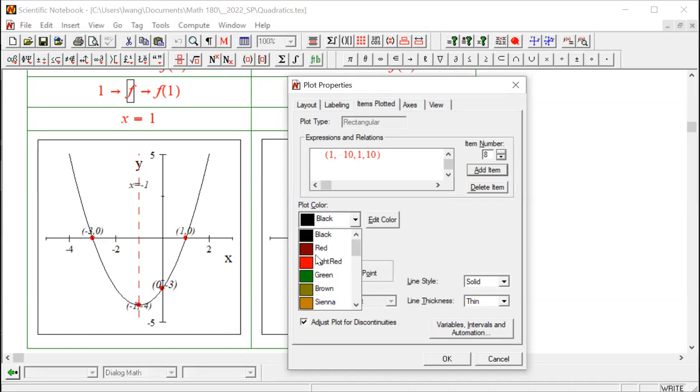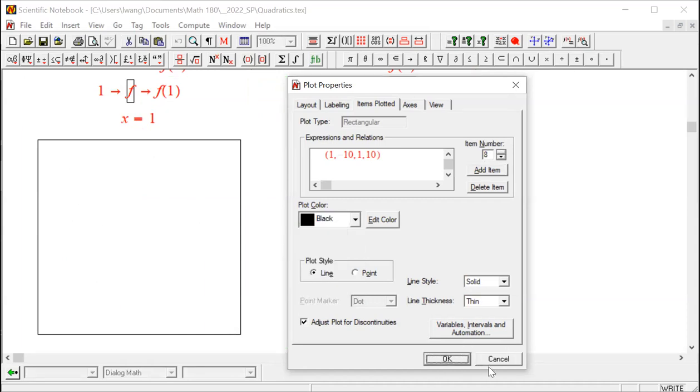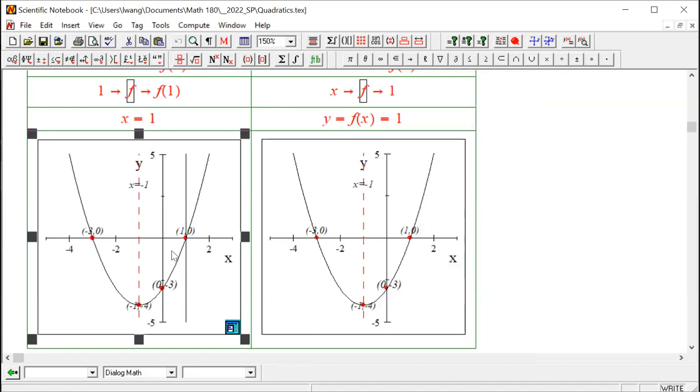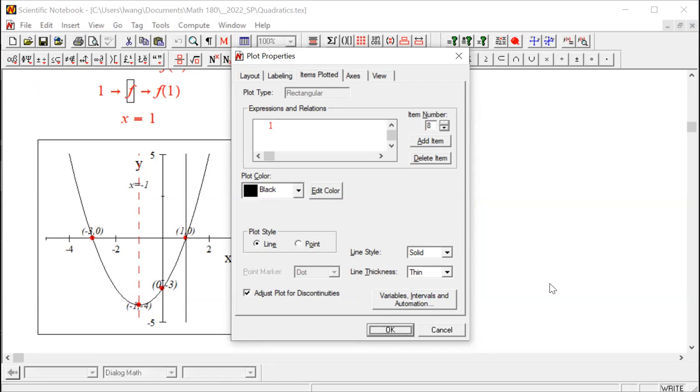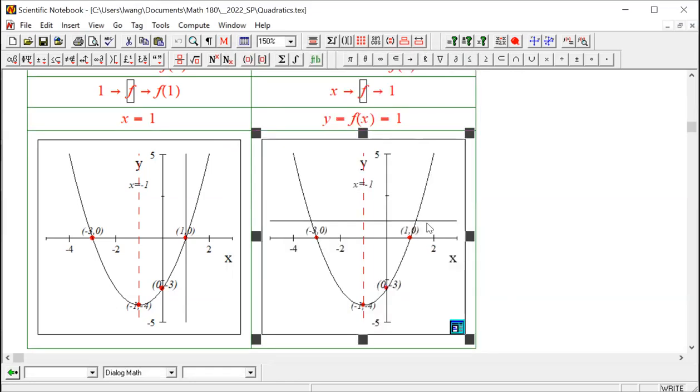Right, let's draw the vertical line. The vertical line crosses the curve and there's a crossing, and of course, we already know the output. The other one, the geometric meaning, is that we're going to draw a horizontal line. You see, that's a horizontal line.